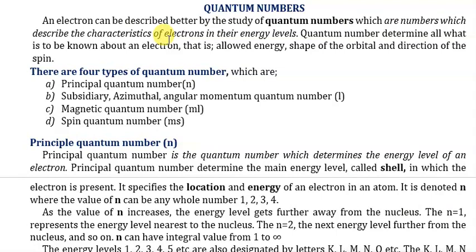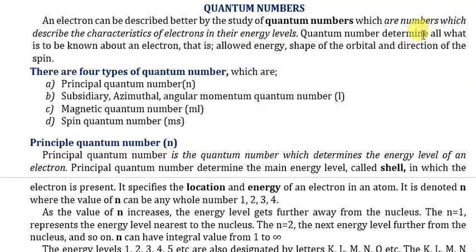So for any electron in its energy level, let's say we want to describe an electron in a potassium atom, and this electron is present in the first energy level, we can use quantum numbers to describe the position of this electron in its orbital, or in its energy level. If I say in its orbital or in its energy level, it is the same, because the orbital is the region around the nucleus where there is maximum probability of finding an electron.